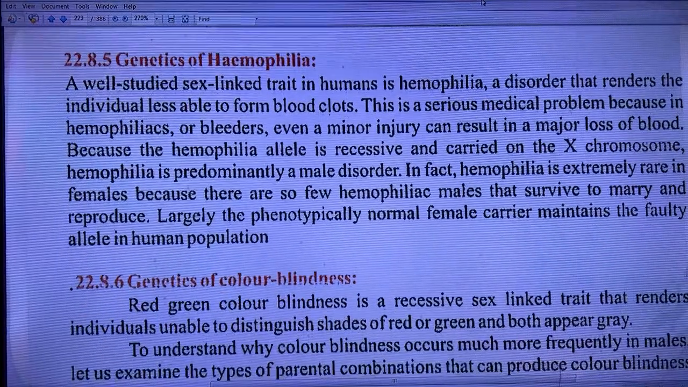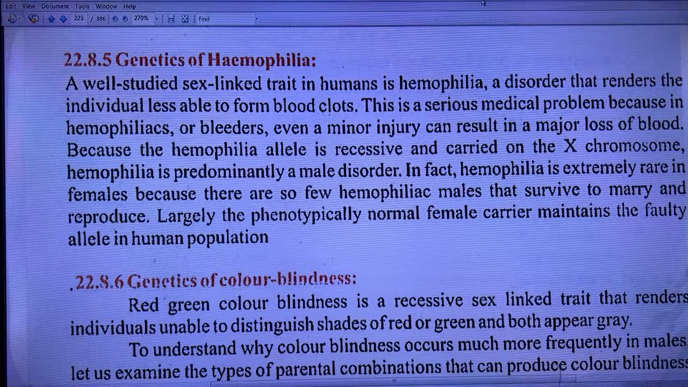Hemophilia. A well-studied sex-linked trait in humans is hemophilia, a disorder that renders the individual less able to form blood clots. This is a serious medical problem because in hemophiliacs, or bleeders, even a minor injury can result in a major loss of blood. The hemophilia allele is recessive and carried on the X chromosome.